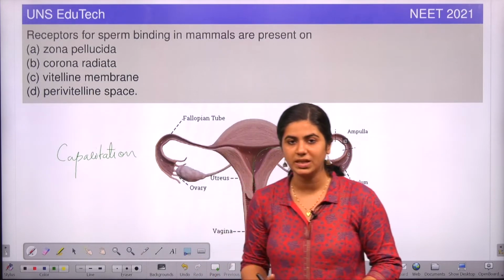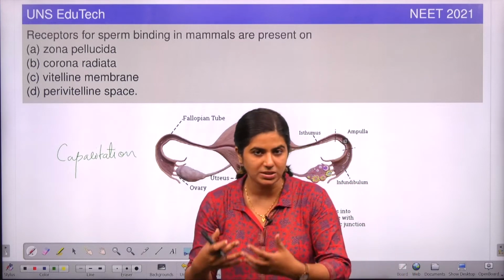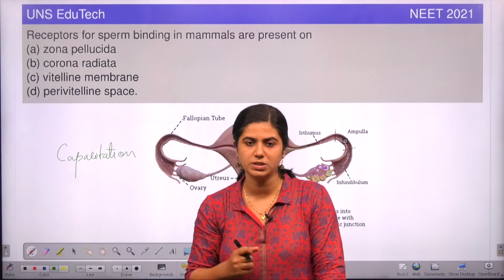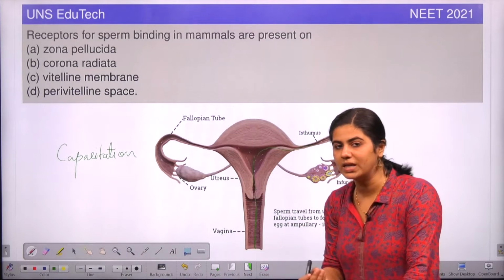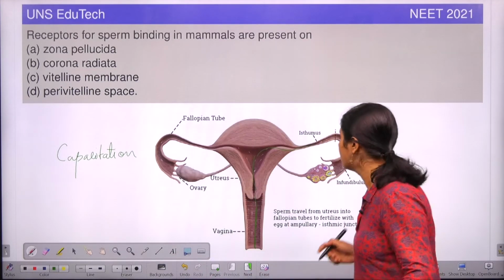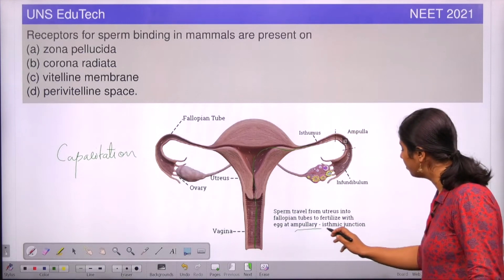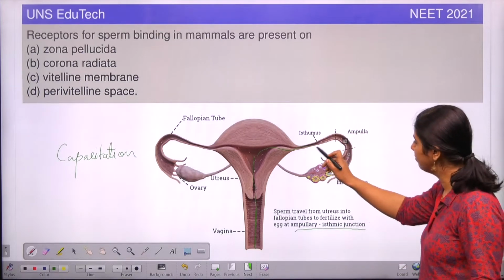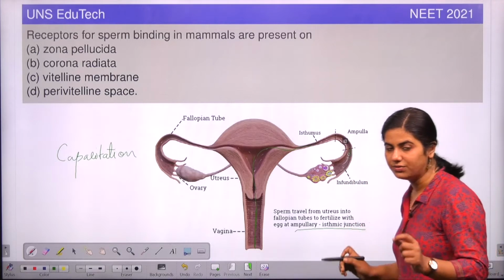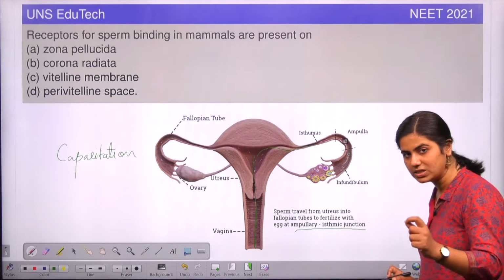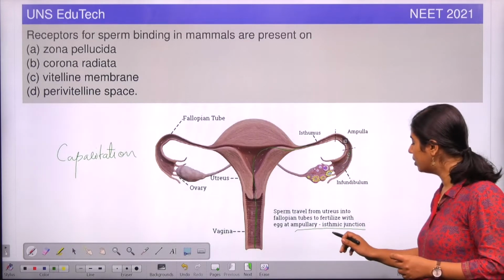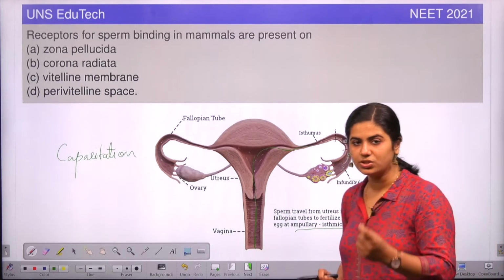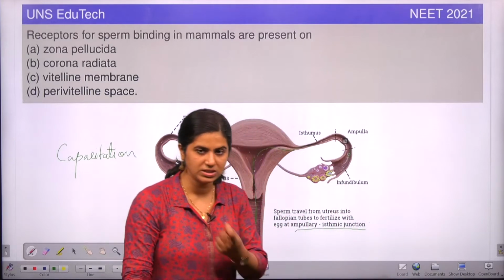So what happens in capacitation? In capacitation, the acrosomal region of the sperm is exposed. After that, in which place does fertilization take place? Fertilization takes place in the ampullary-isthmic region of the fallopian tube. The ampullary-isthmic junction is the junction where the fertilization takes place.